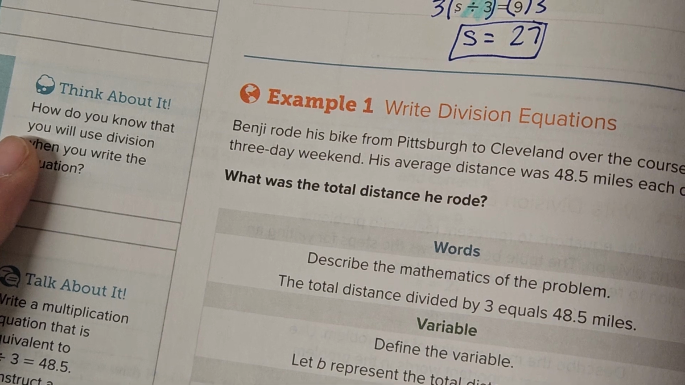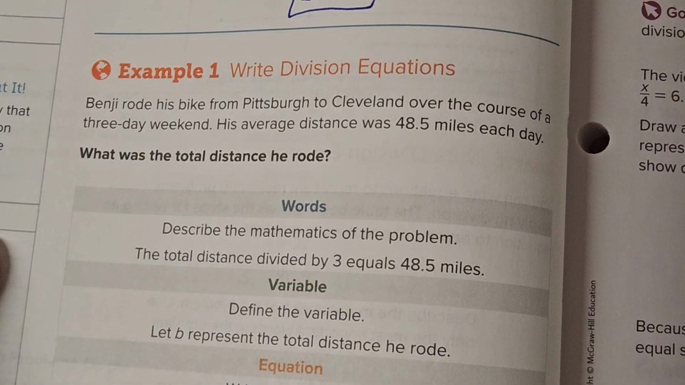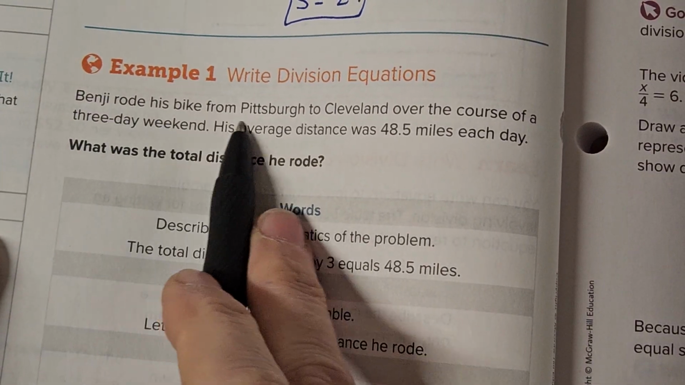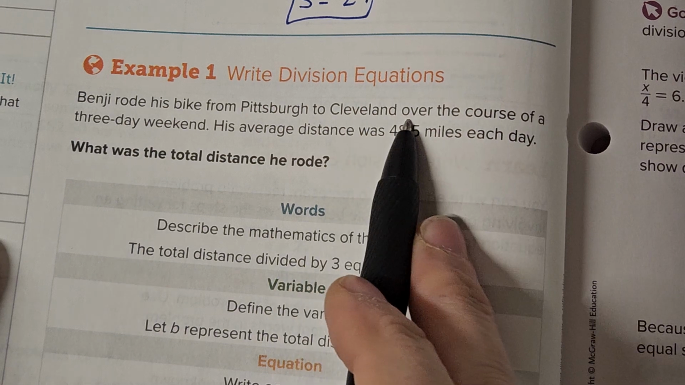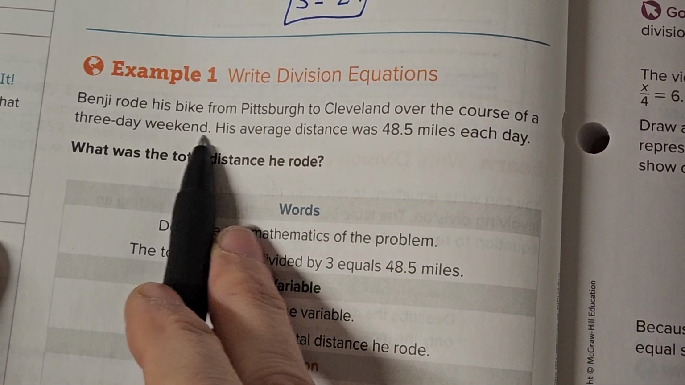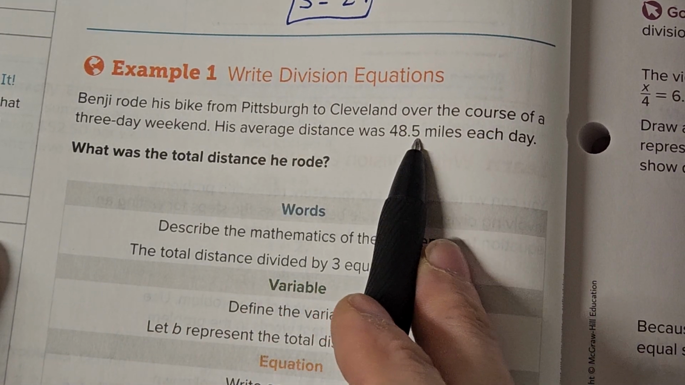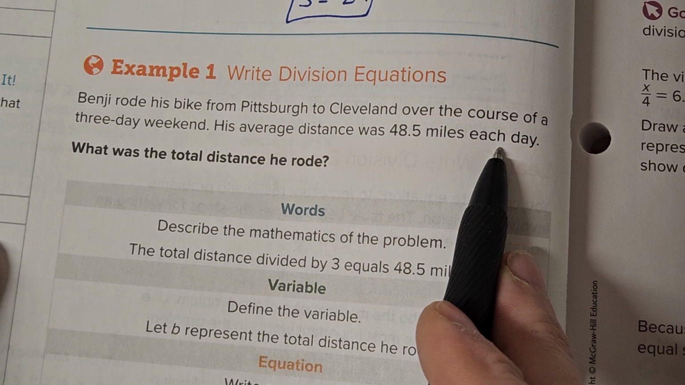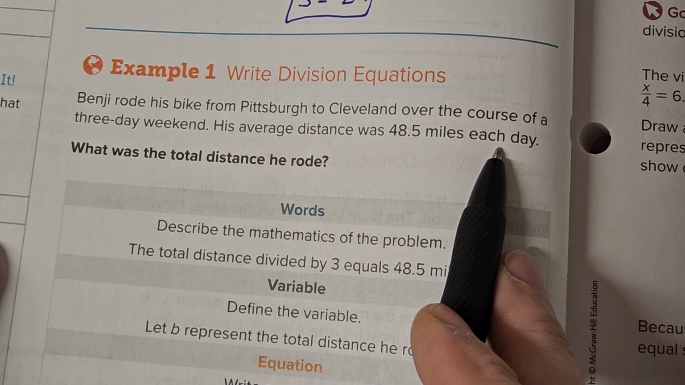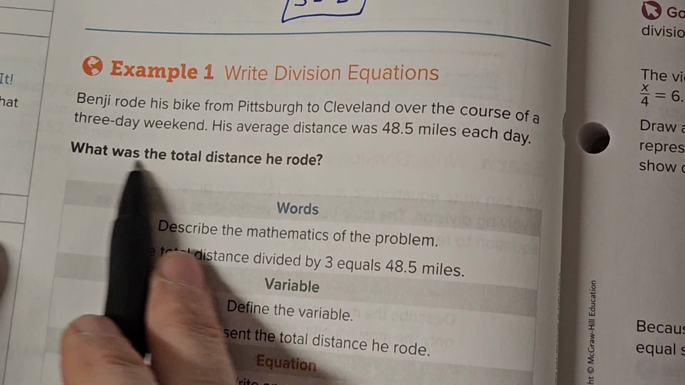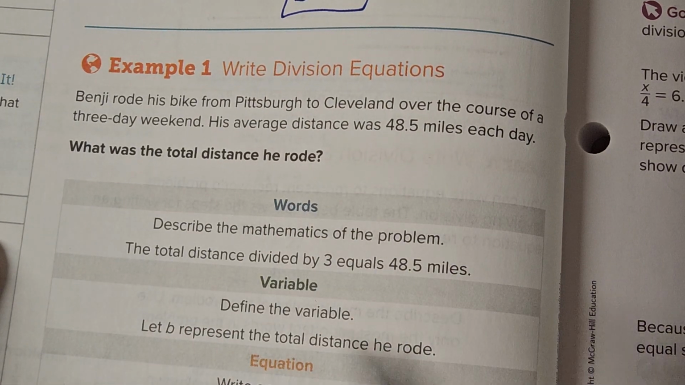Okay, so if we have some words to go here, in example 1, Benji rode his bike from Pittsburgh to Cleveland, that sounds like a long way, over the course of a 3-day weekend. His average distance was 48.5 miles each day. Okay. Wonder how far it is from Pittsburgh to Cleveland. Oh, what was the total distance he rode? That's what we're going to be figuring out.